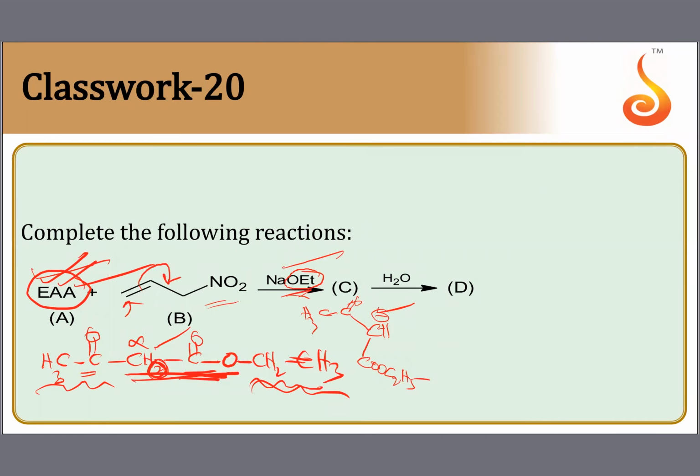Addition. So this will attack at this carbon. Pi bond is broken. One side this group, one side H added. Yes, this will be the product.